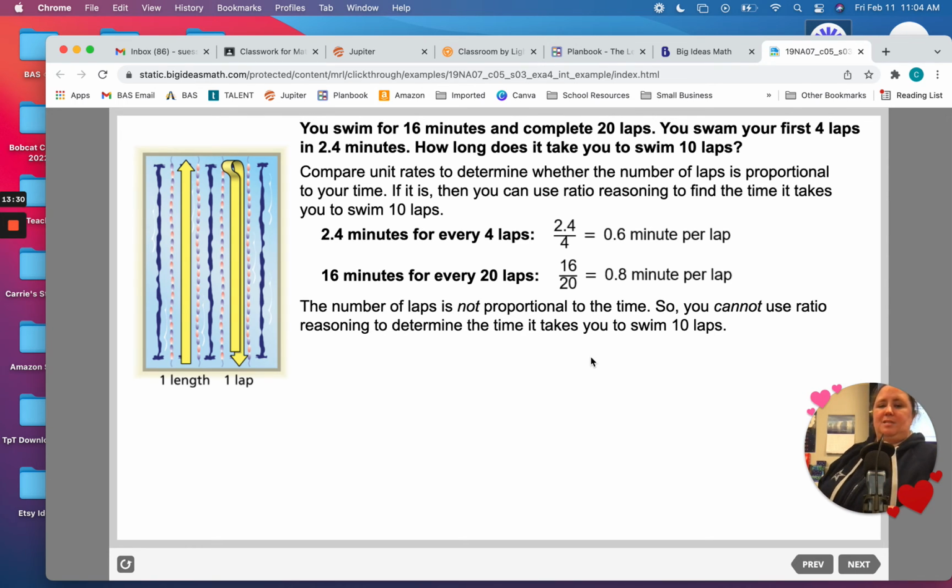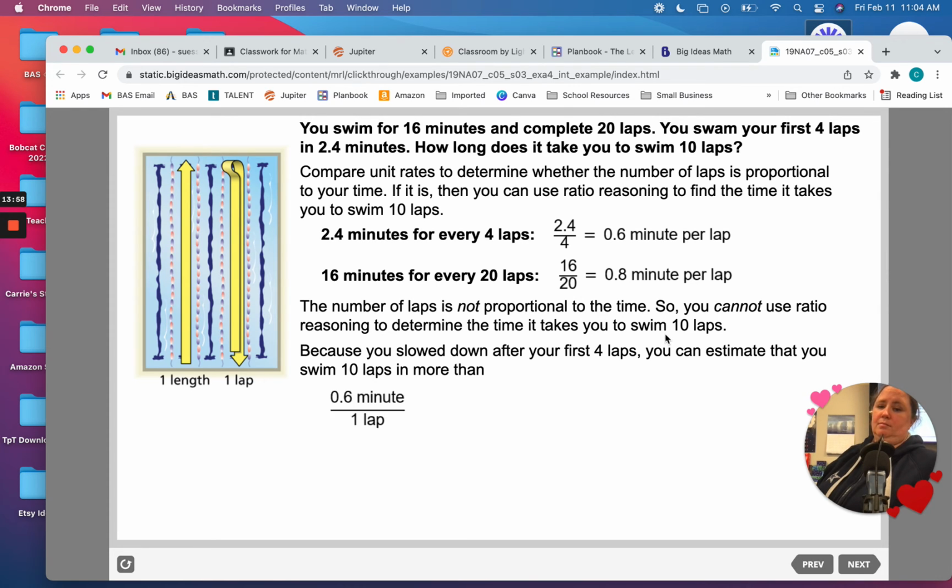Oh, so the number of laps is not proportional because in your first 4 laps, you were swimming faster because you're not tired. And then in your last grouping of laps, you're tired, so you didn't go as fast. So these 2 ratios are not proportional, are they? No. So we can't use the unit rate in order to solve, because you slowed down. So you can estimate you swim 10 laps in more than 0.6 per minute.